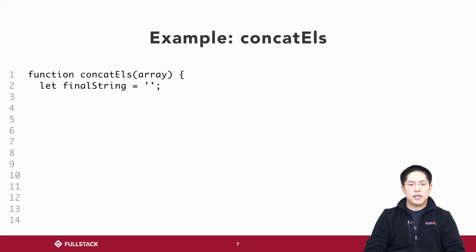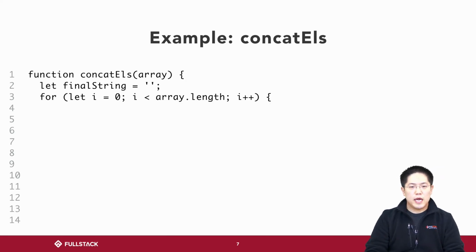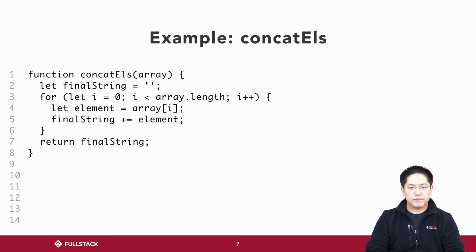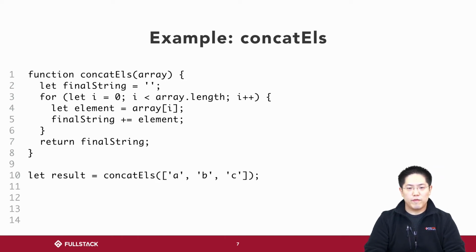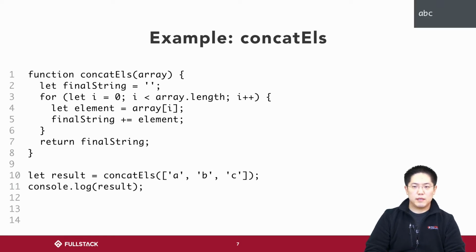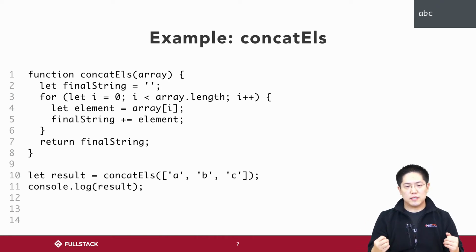So here, concatenate elements, it says, I want to take all of the things inside of an array and put them into one string. Okay, so we'll create a string called an empty string, and then we'll go through the array length, and then for each element, we're going to add it to the final string, and then return the final string, right? So if I concatenate the elements of an array of A, B, and C, if all those are strings, what I should expect is A, B, C, right? I concatenated A and concatenated B, concatenated C. And again, concatenate just means join to the end of.